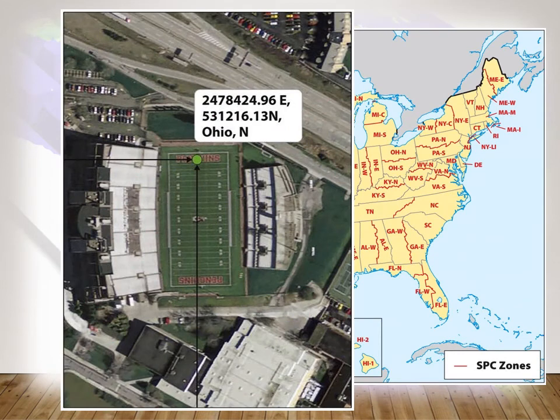Now, if we're using either state plane or UTM, once again, we have to understand the coordinates. So I want you to just keep in mind, look at this coordinate here. We have 2,478,424.96 east, and really for north it's only 531,000. So that's a little different from UTM. State plane zones can have different coordinates and different false eastings and different false northings, if we even have a false northing.